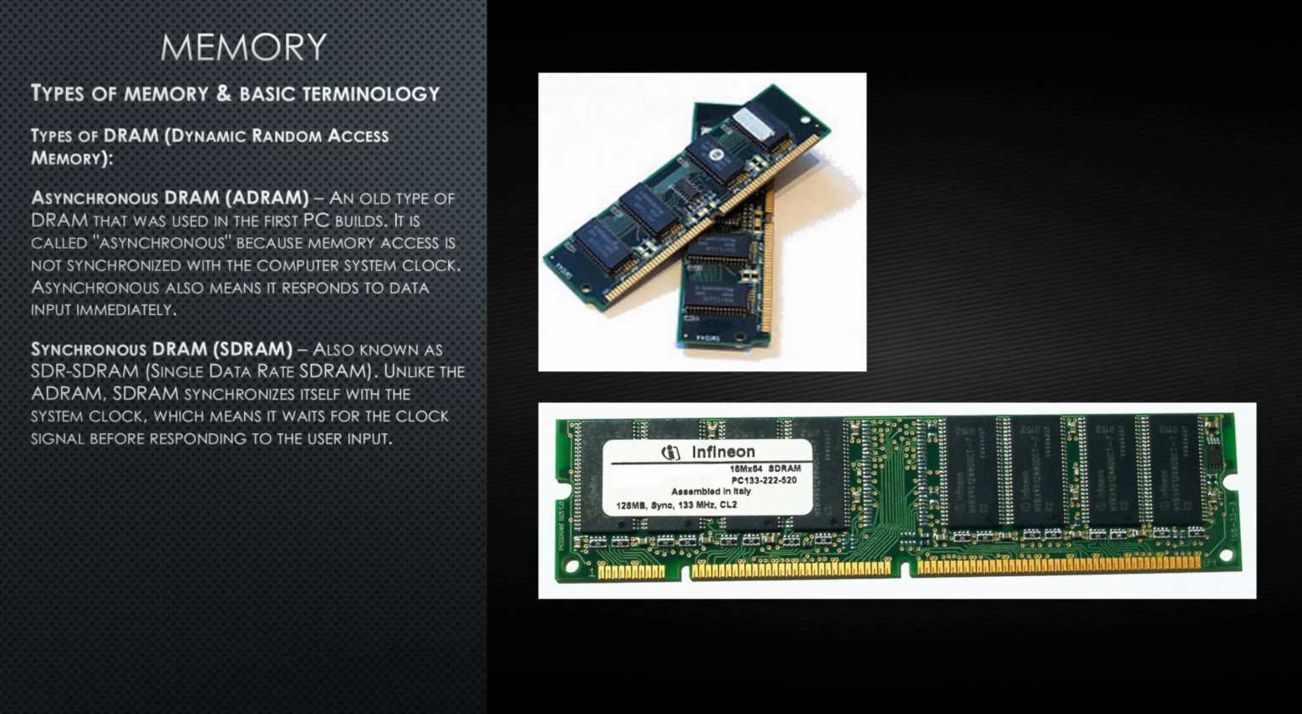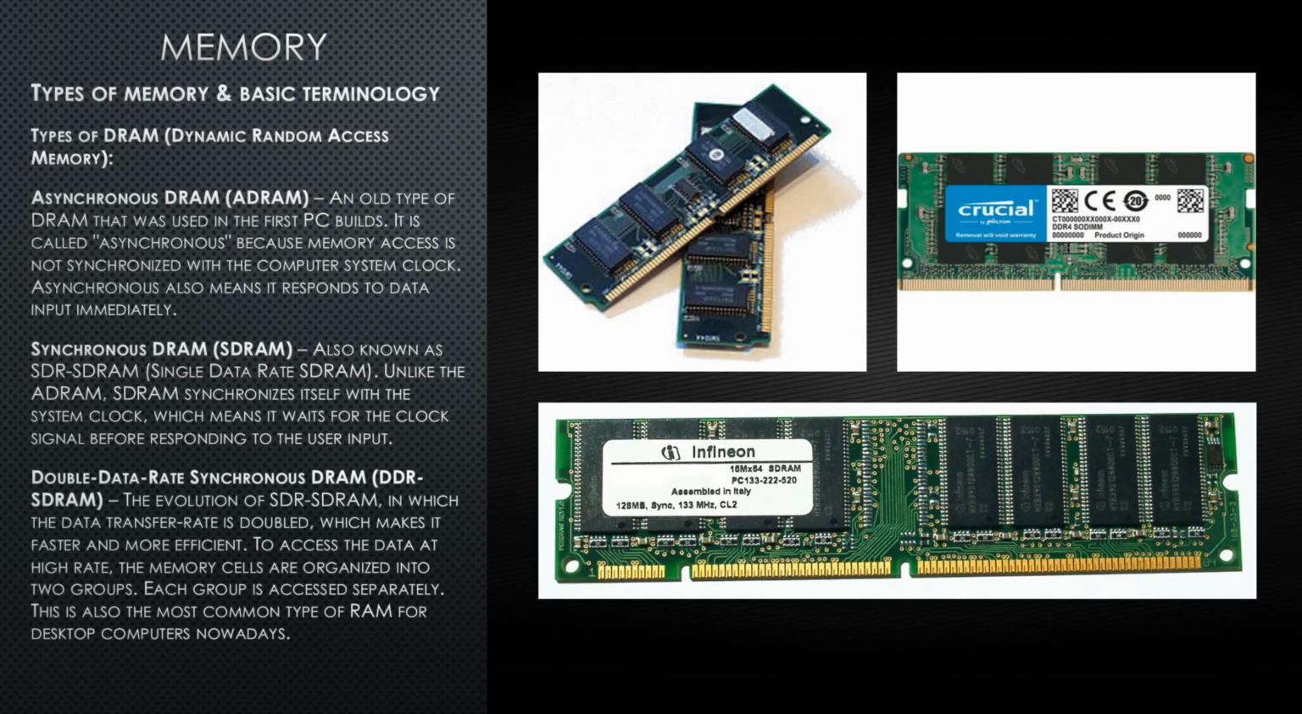And unlike DRAM, SDRAM synchronizes itself with a system clock, which means it waits for the clock signal before responding to the user input. And then we have double data rate synchronous DRAM, or DDR-SDRAM. This is the evolution of SDR-SDRAM in which the data transfer rate is doubled, which makes it faster and much more efficient. To access the data at high rate, the memory cells are organized into two groups.